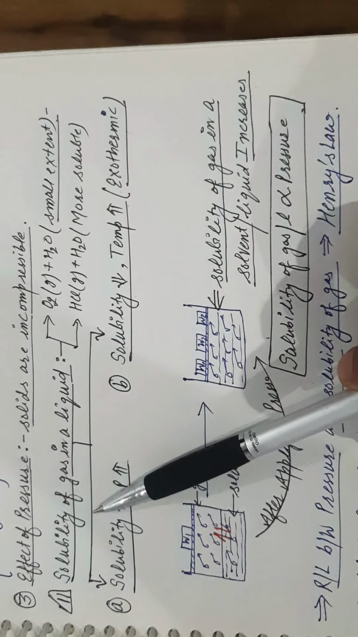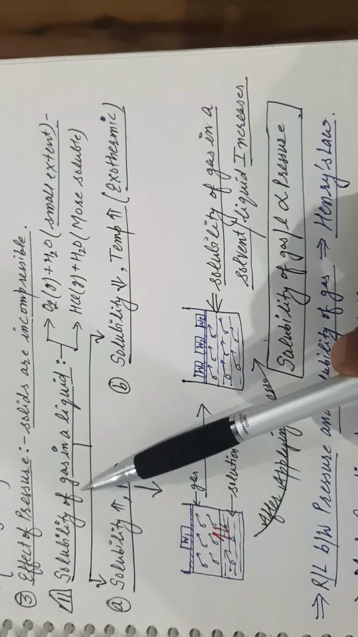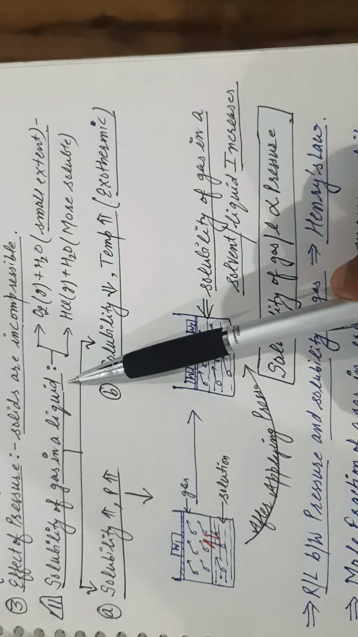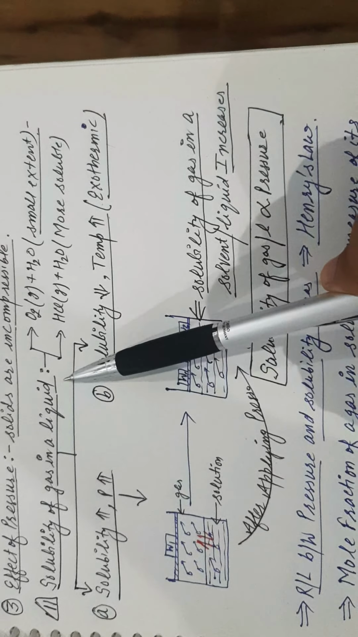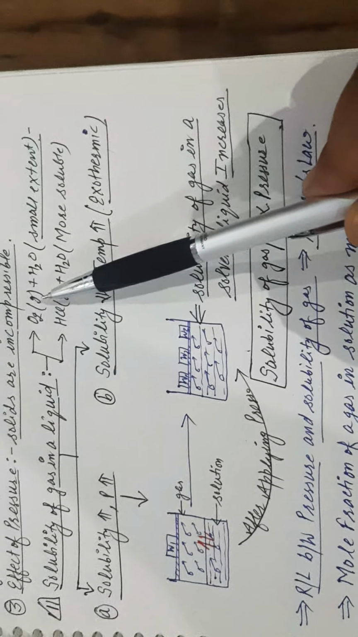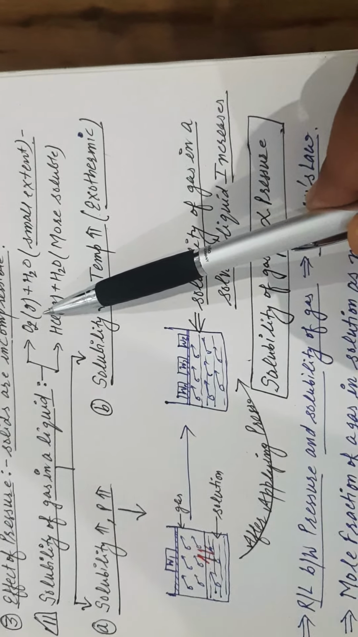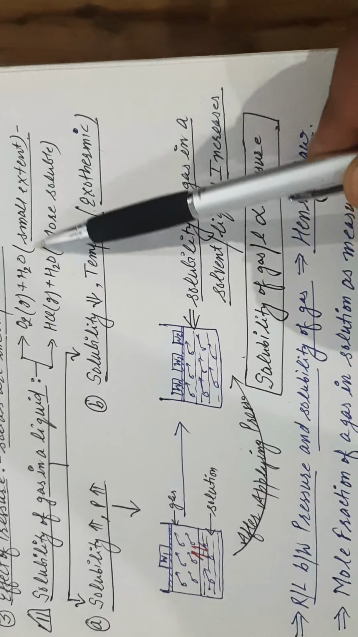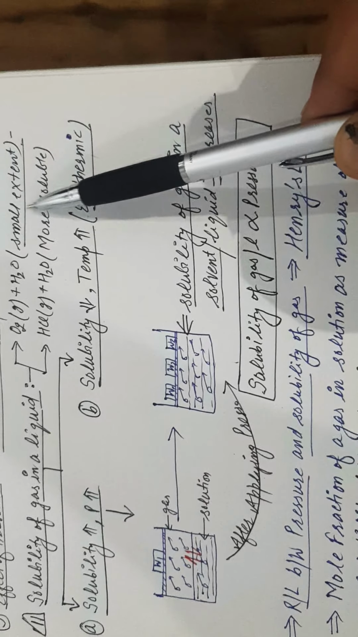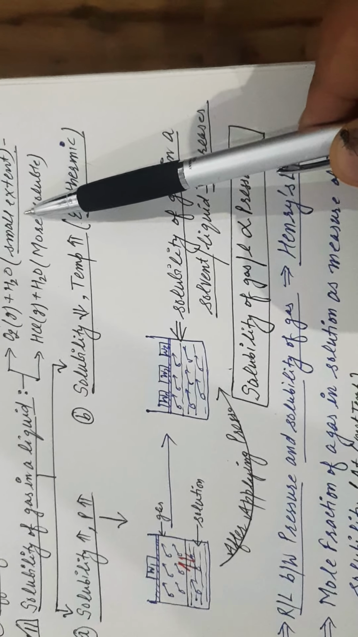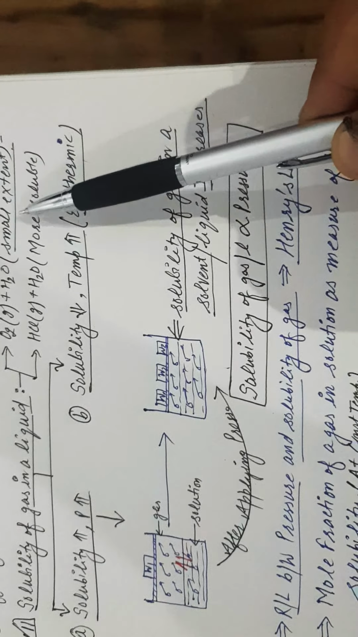Second, solubility of a gas in a liquid is most common, and the solution is known as a gas in liquid solution. For example, oxygen dissolves in water to a small extent, and that is very useful and very significant for aquatic life for their respiration.